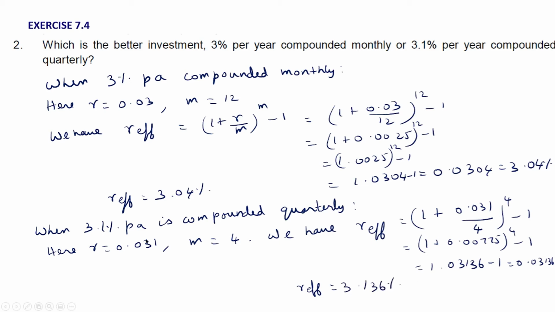So here our effective is equal to 3.136%. So here we can see that when 3% is compounded monthly, effective interest rate is 3.04%, and when 3.1% per year is compounded quarterly, effective interest rate is 3.136%. So here this is a better investment. Therefore, 3.1% per year compounded quarterly is a better investment.